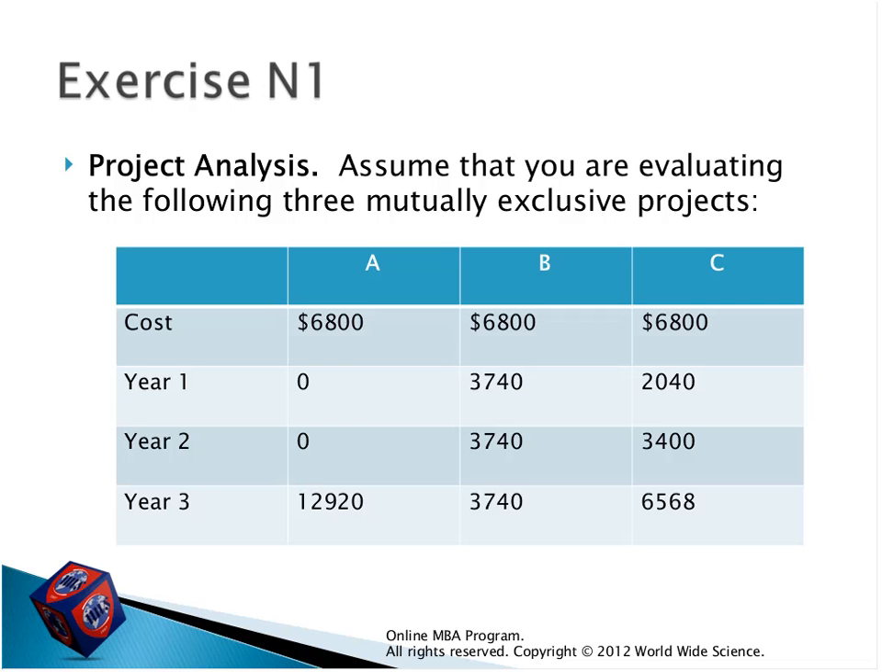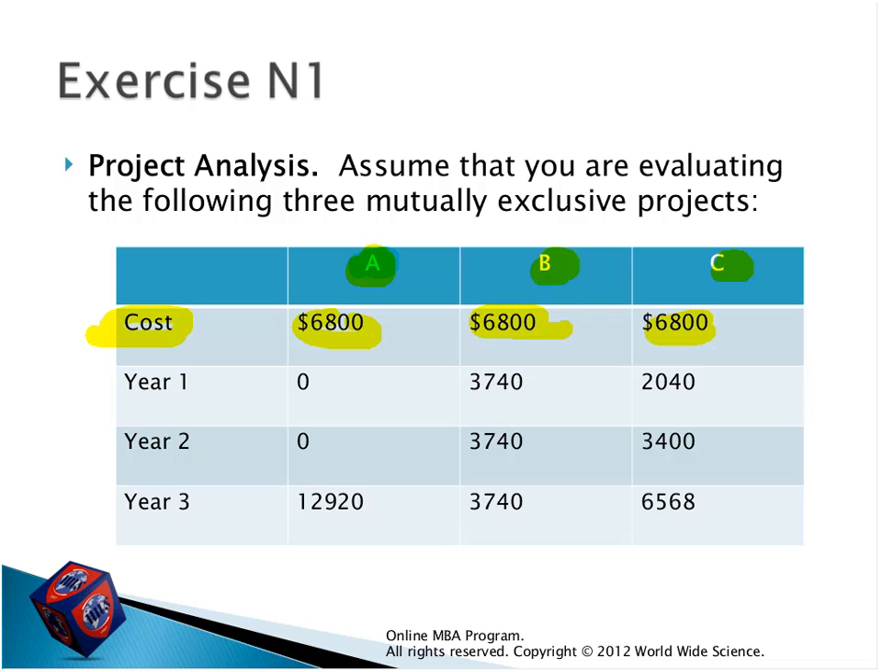Exercise number 1 is the project analysis. Assume that you are evaluating the 3 following exclusive projects. Let me show you the assignment. You have 3 projects: Project A, B, and C. Each project is given for 3 years, and the costs are at the same amount. Project A is 6,800, B is the same, and C is accordingly.